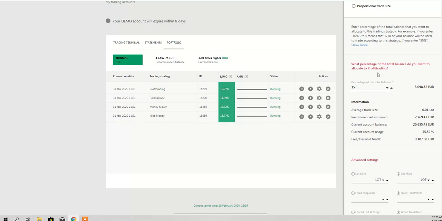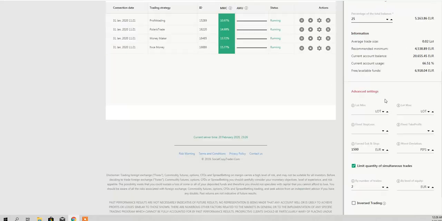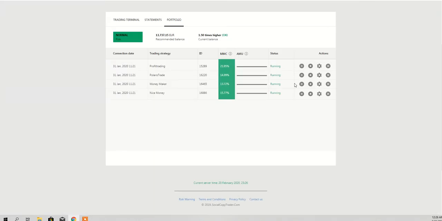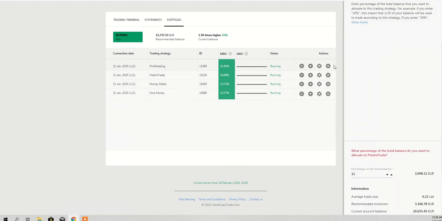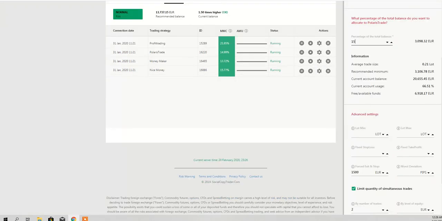I can go here and put them each at 25% because we have 4 traders, and we'll use all of our balance. Now we're allocating 5,000. With that 5,000, we're going to move this up to $2,000 maximum losses. And we're going to keep the limit quantity of simultaneous trades the same. Save. And we do that for each of the strategies now. We know we're fine with our allocations.